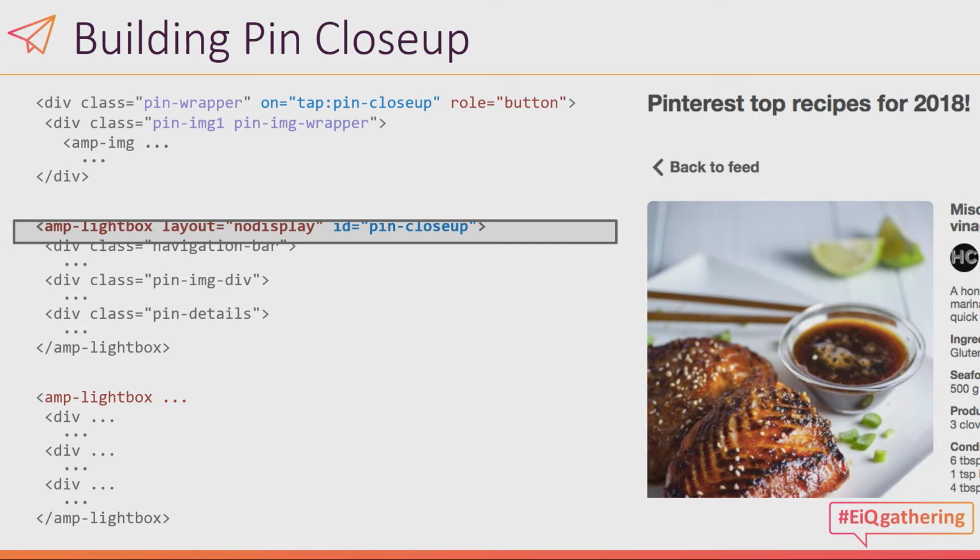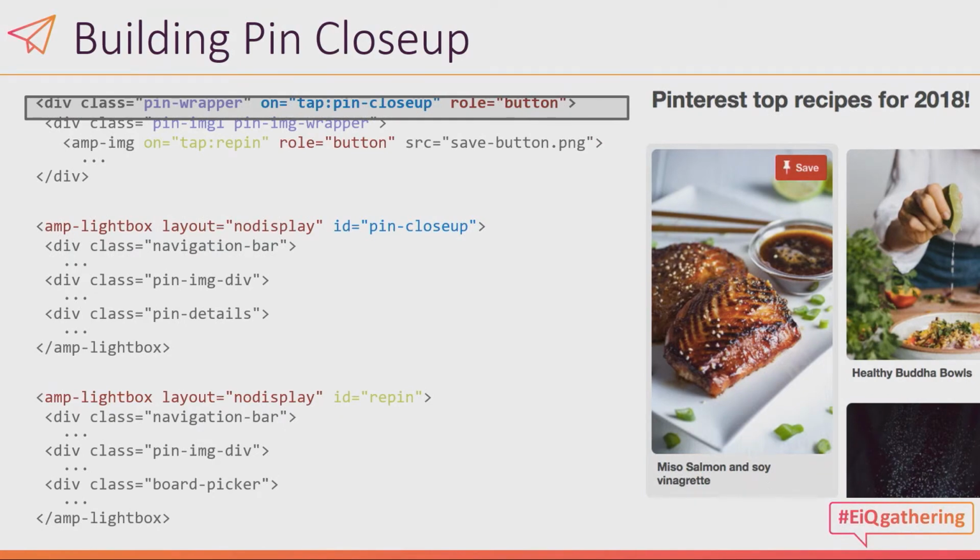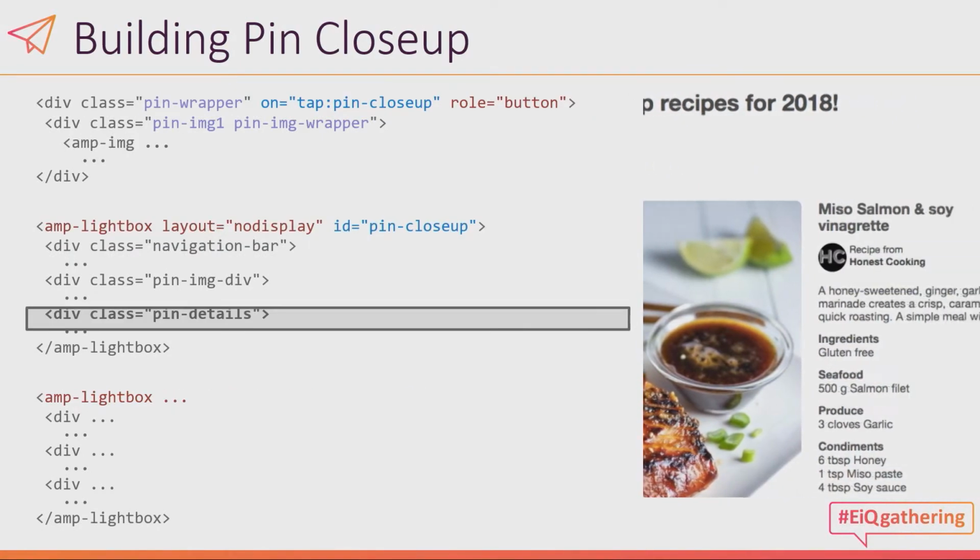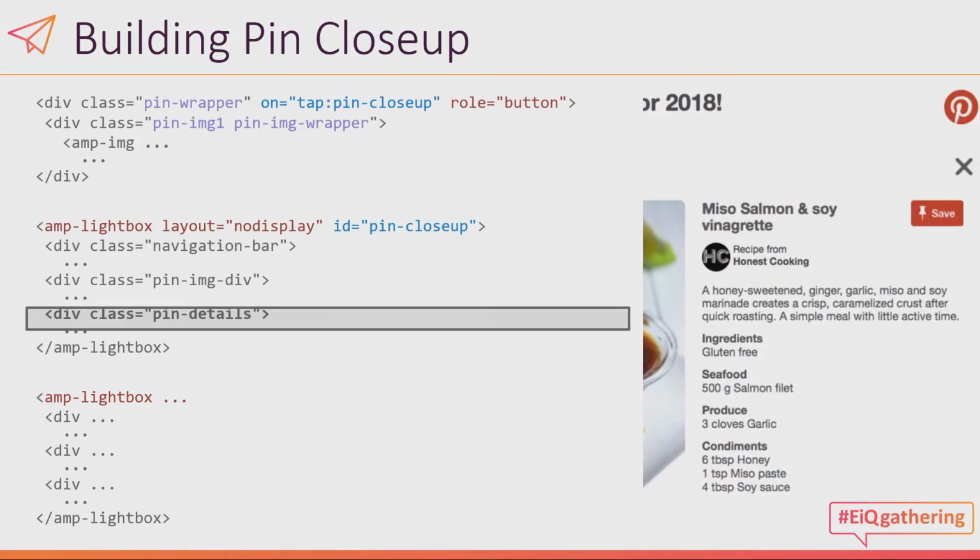And then the lightbox itself is really simple, CSS and HTML. We've got a nav bar, pin image div, and then on the right, pin details. The guiding principles here are all standard CSS HTML. One of the great things is you notice there's no tables here either. AMP gives you control in a way that we've never had in email. You can use divs. You can use positioning. You know what the email is going to look like.